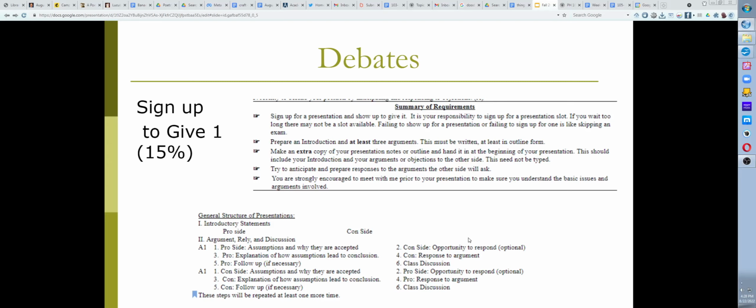We'll talk more about the actual summary of requirements and the actual structure of the debates in class as we get closer to them, but I'll show you where to find the documents that have the requirements and the structure of the debate. But you're going to have to sign up for one of those debates, and I'll show you where to find that once I show you the Canvas page.